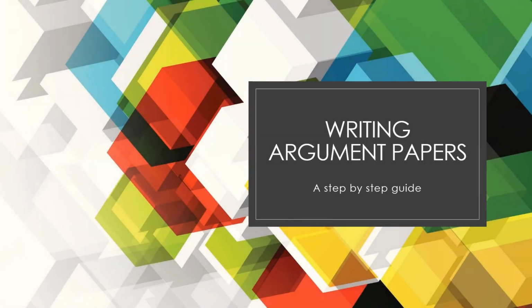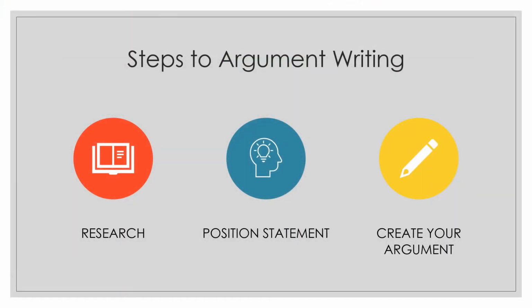Take a few minutes to review the process of writing an argument paper. Broad steps to argument writing, which can each be broken down into smaller, more manageable steps. The first thing you need to do is research. Then from your research, you create a position statement. And finally, from your position statement, you write your argument.